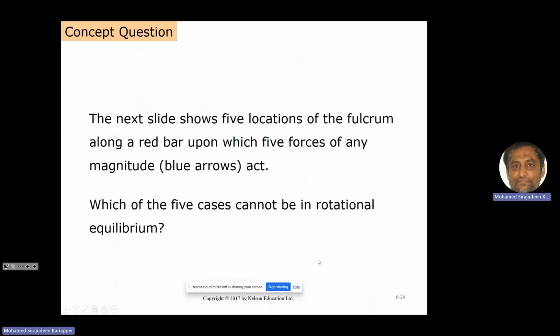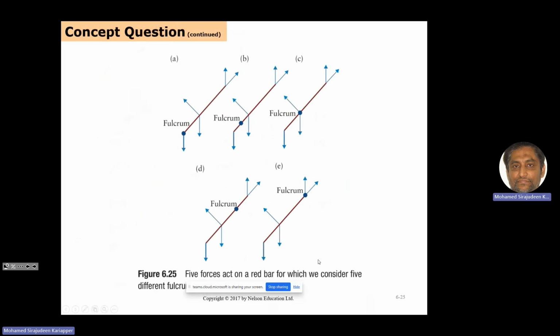So here the question is about which of the 5 cases cannot be in rotational equilibrium. The way we do it is to see whether it has both counterclockwise and clockwise rotation enabled. So let me take this one for example.